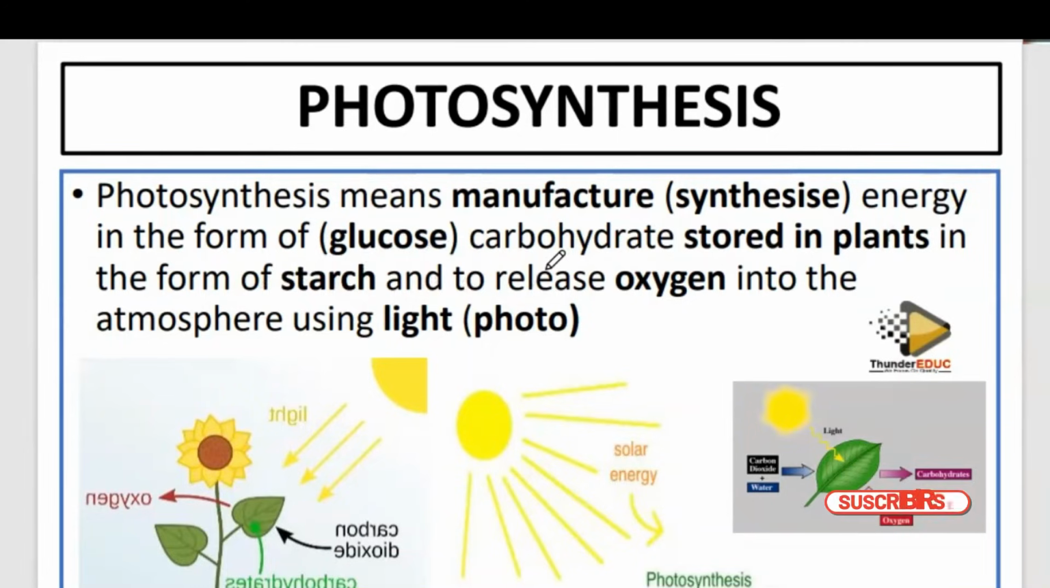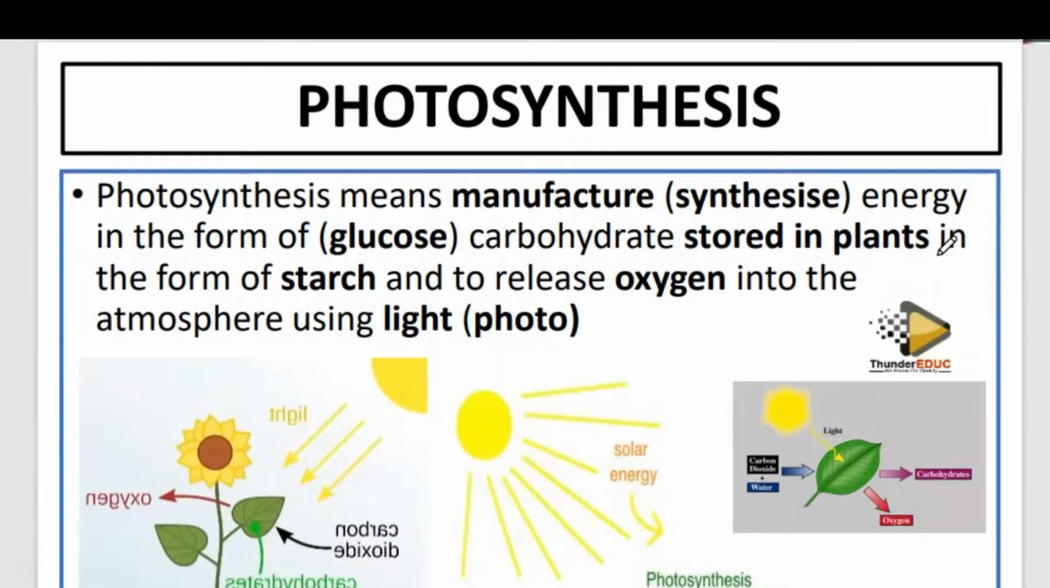Of carbohydrates. We will understand the difference between glucose and carbohydrates. Stored in plants, when you say glucose, it means glucose is an example of carbohydrate. Carbohydrates are energy giving foods, and they are basically produced from the plants. So glucose is an example of a carbohydrate.